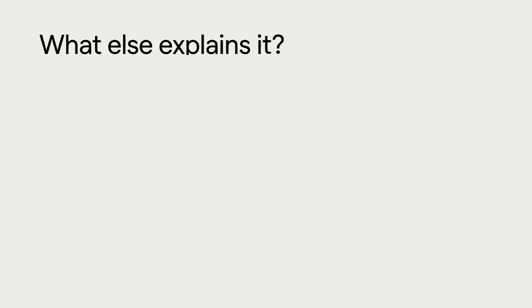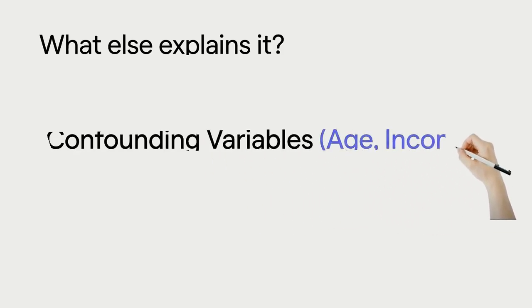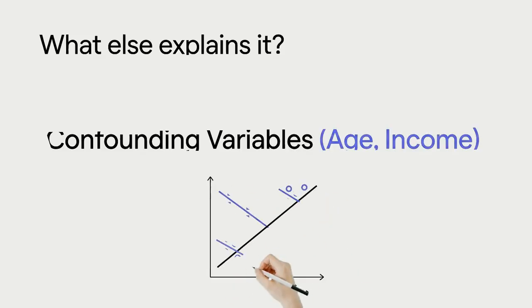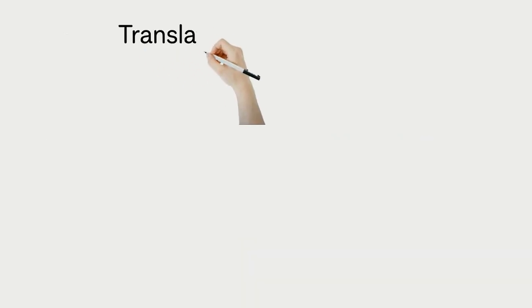Also ask what else could explain the pattern. Group comparisons often hide confounding variables, like age, income, or prior conditions. Aggregated trends can even reverse when you break the data into meaningful subgroups.